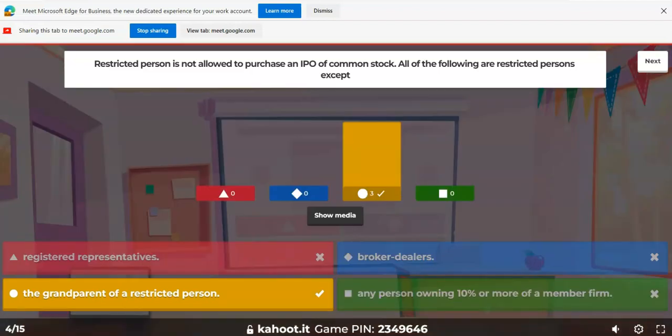Hey, you nailed it. Because first off, not you, right? Registered representatives, that's you or will be soon. Because it's an IPO, initial public offering, it's got to be to the public, not to the industry. So reg reps, broker dealers, someone who owns 10% of a member firm, that's basically an executive of a firm. And neither can immediate family. But grandparents are not considered immediate family. They did great.